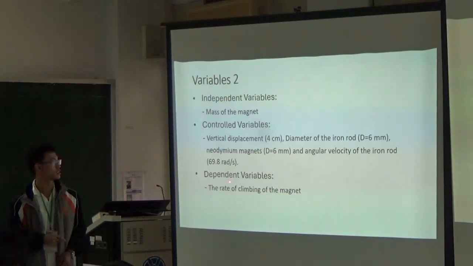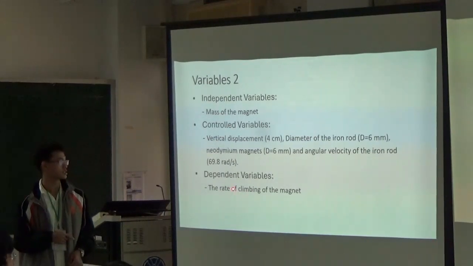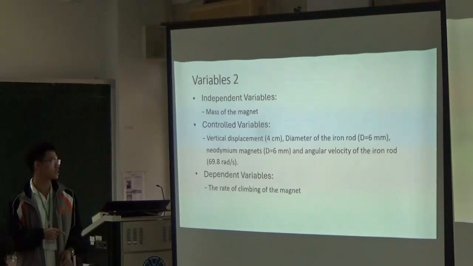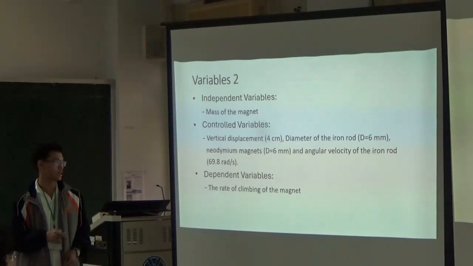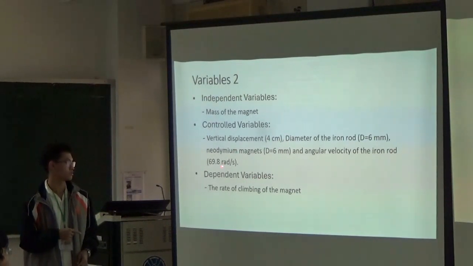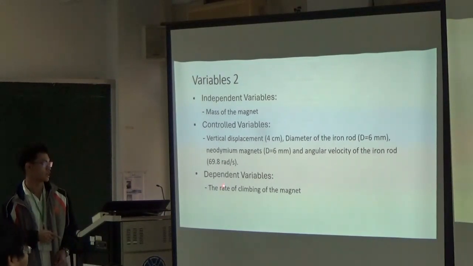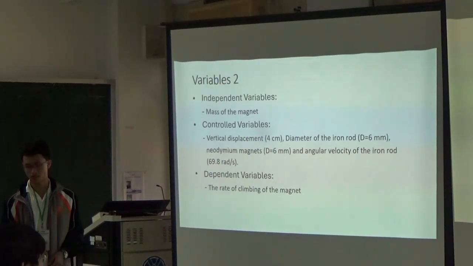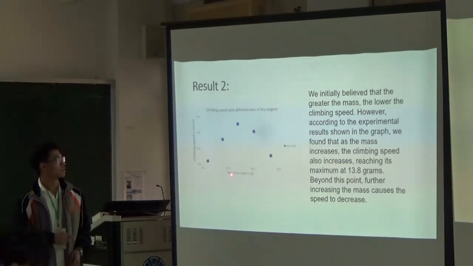And this is our second variable, and we change the mass of the magnets, and we also control the vertical displacement, diameter of iron rod, and neodymium magnets, and angular velocity, and the velocity will be 6.9 rad per second. And we also observe the rate of climbing of the magnet. And this is our result.